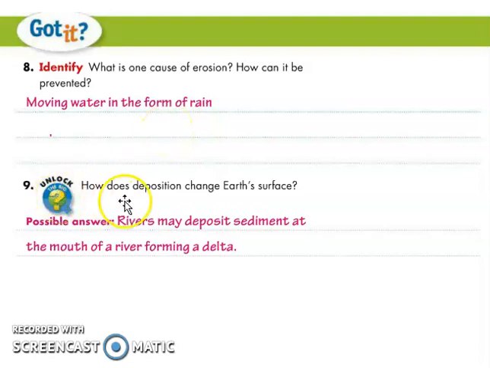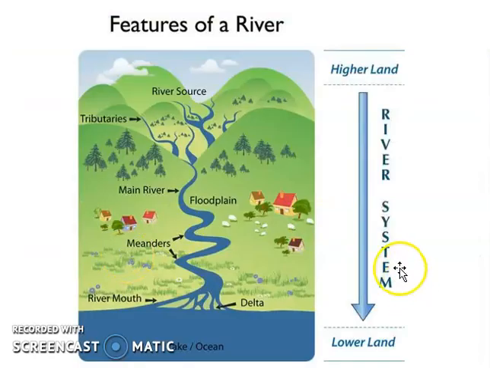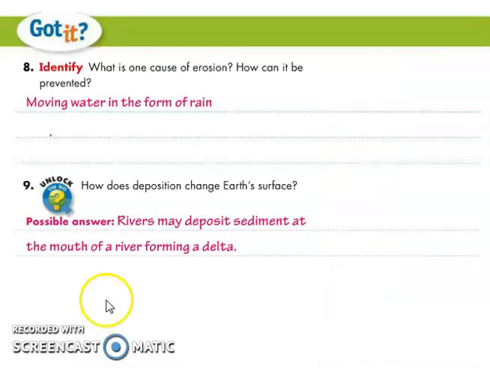Number 9. How does deposition change the Earth's surface? So this is the possible answer. Rivers may deposit sediments at the mouth of the river, forming a delta. Number 9, I will show you that picture. Actually, I showed you a while ago how a delta is formed by this picture. Okay, so the running water of the river started to form a delta here. So that is how powerful water is. It could change the shape of the land.